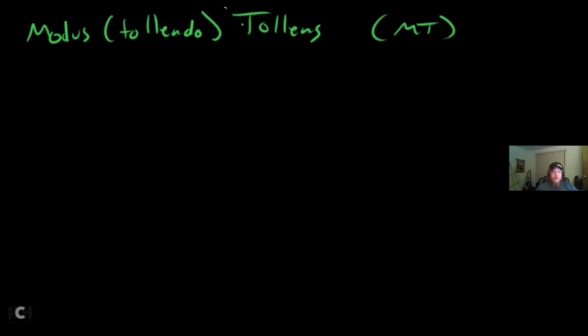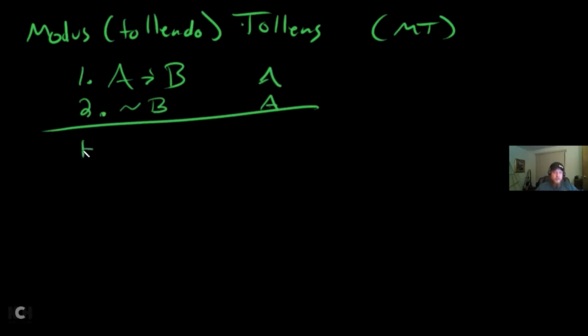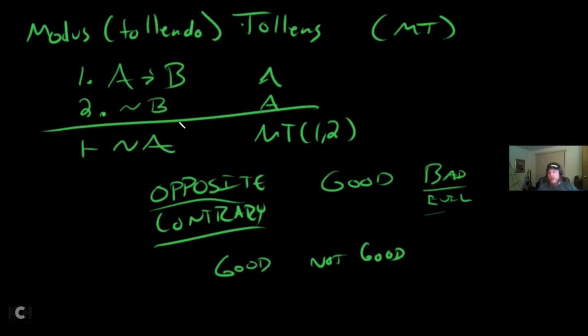So here's the way modus tollens works. It says this: if you've got an arrow, and you've also got the contrary of the right side, if you have these two things, then you can get the contrary of the left side of the arrow. How? Modus tollens, 1 and 2. Well, let's take a look at an example in an argument, and then we'll see how modus tollens works.